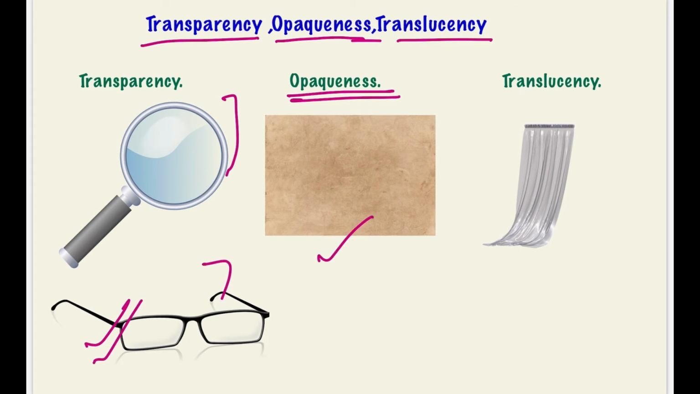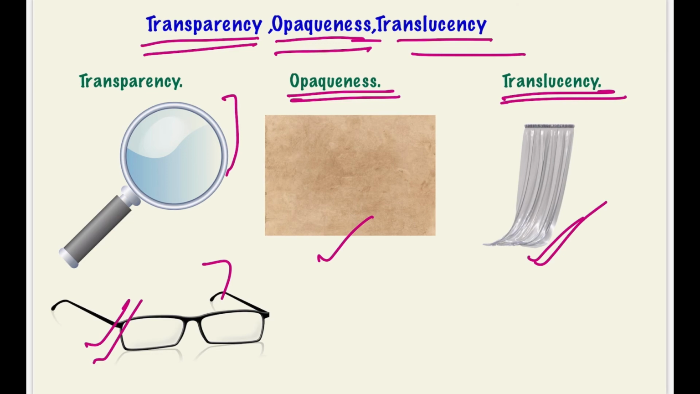Now after that we have translucency. So from transparent material we can see clearly. From opaque we cannot see anything. From translucent we can see but not clearly. Like if you have seen butter paper, you can see through it but not that clearly. And there are some curtains also from which you can see but not clearly. So these were transparent, opaque and translucent materials.